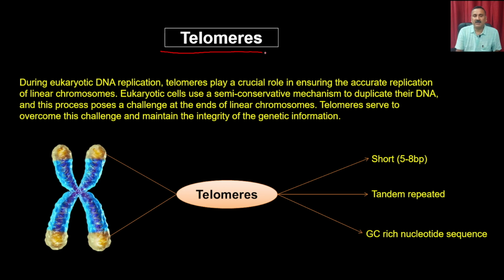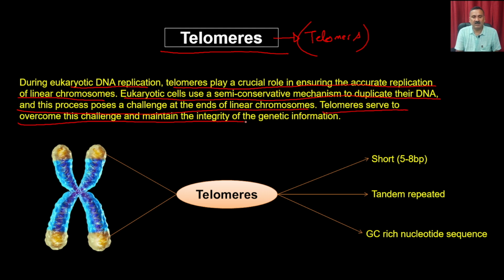Telomerases are the enzymes which synthesize the telomeres, or which complete the synthesis of the telomeres. During eukaryotic replication, telomerase plays a crucial role in ensuring the accurate replication of the linear chromosome. Eukaryotic cells use semi-conservative replication to replicate their DNA, and this process poses a challenge at the end of the linear chromosome. Telomerase serves to overcome this challenge and maintain the integrity of the genetic information.